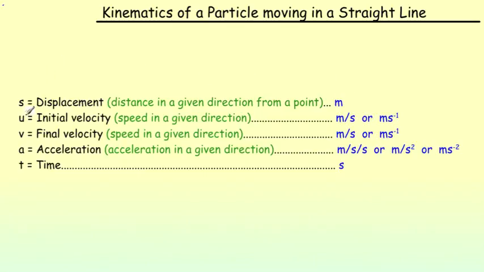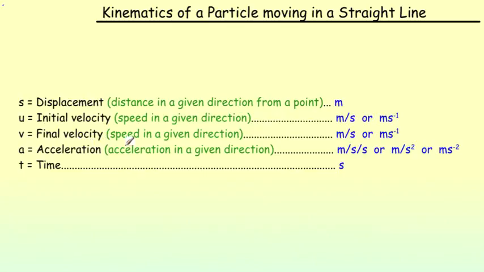Our U stands for the initial velocity of a particle. So the initial velocity would be the speed, and again, velocity is speed in a given direction. So the units for speed are going to be meters per second, or it can also be written as ms to the minus 1. Our third letter then, V, stands for the final velocity. So that's again speed in a given direction, again measured in meters per second, or ms to the minus 1.